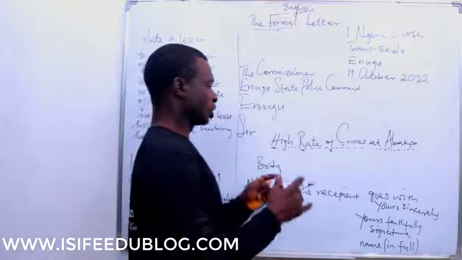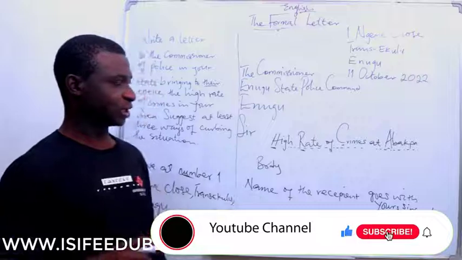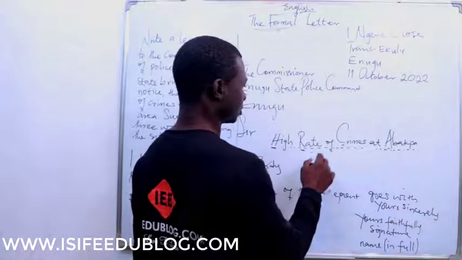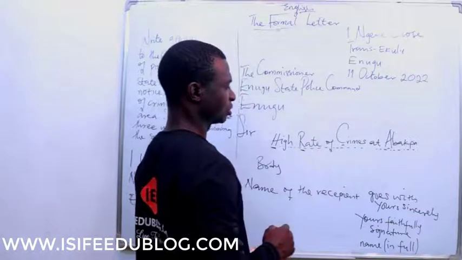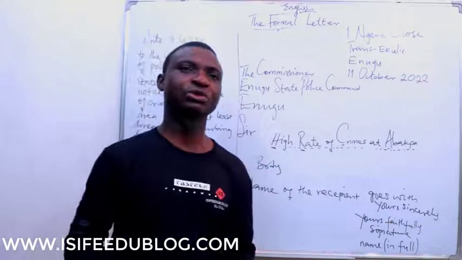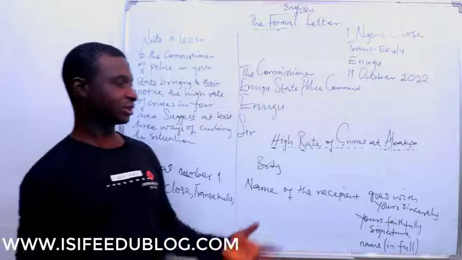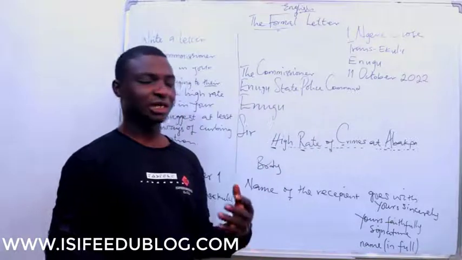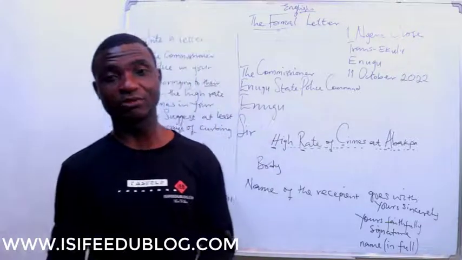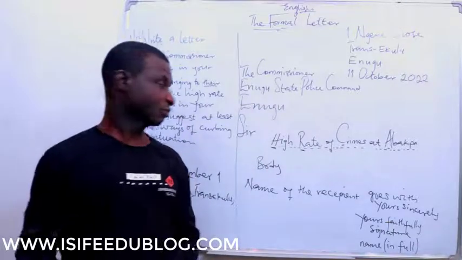So, in making use of partial capitalization, remember not to capitalize pronouns, prepositions, and conjunctions. You capitalize nouns, verbs, adjectives, and adverbs. That's how it is done, whether it is the title of a book, the name of an organization, and all that.